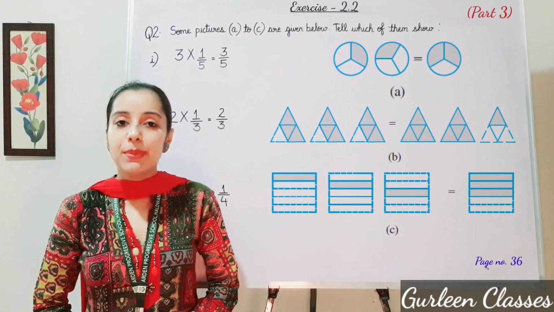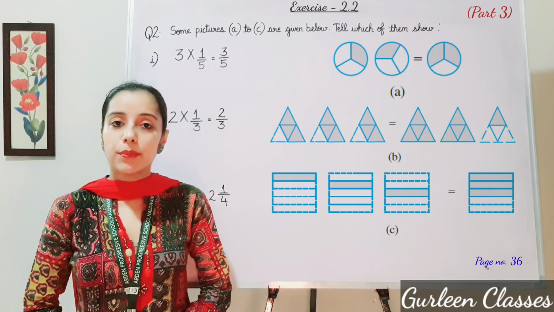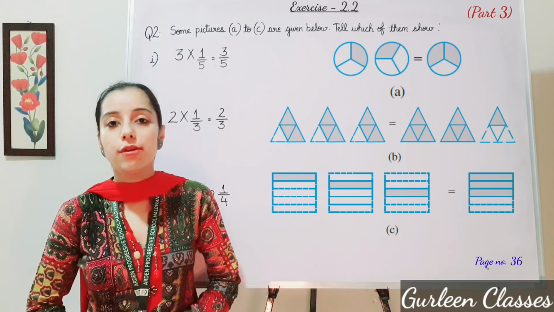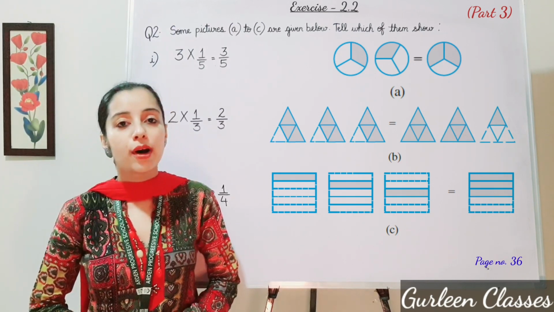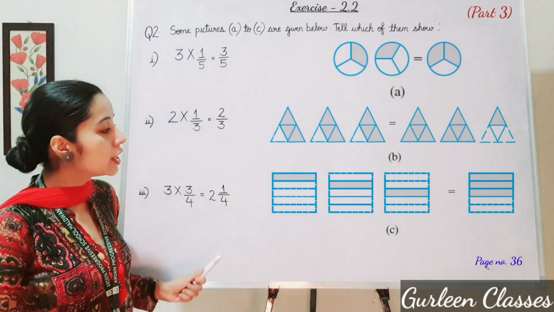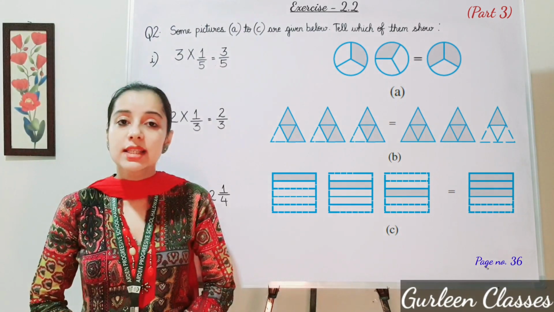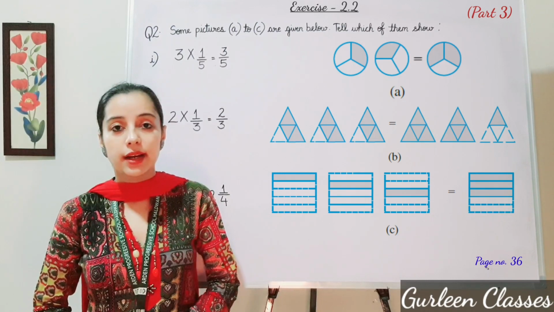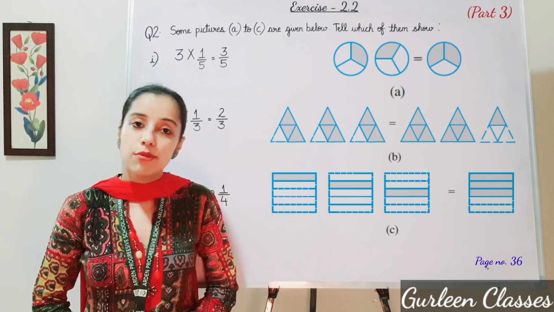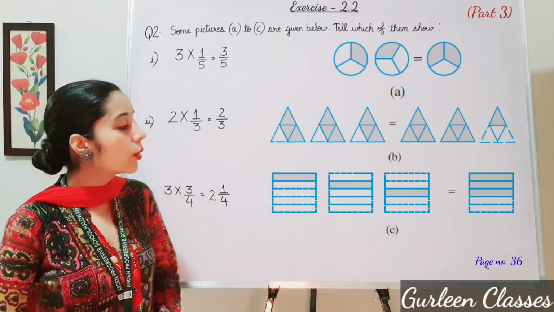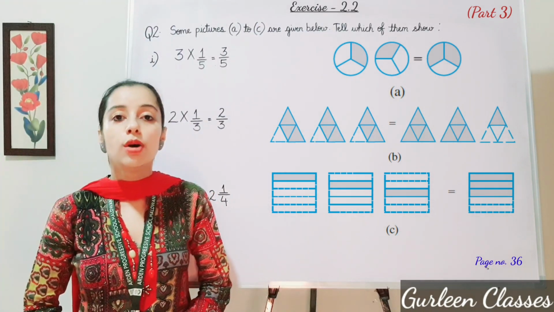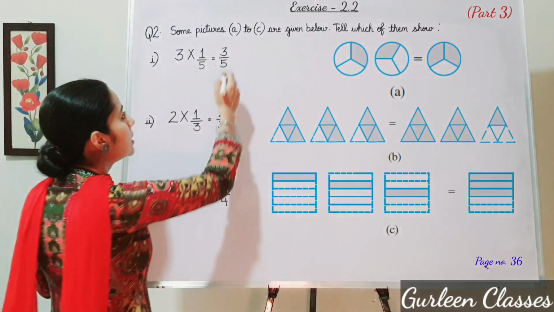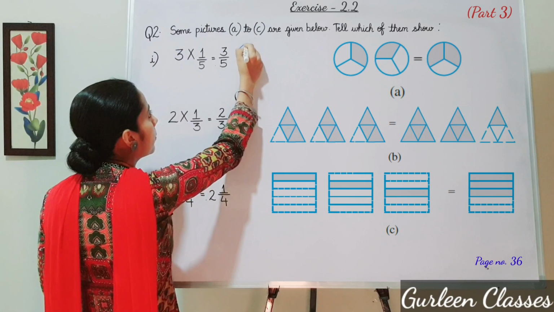Question number 2, some pictures A to C are given below. Tell which of them show first part 3 into 1 upon 5 is equal to 3 upon 5. If you see these pictures, C part, it has total 5 parts. Out of 5 parts, one part is shaded. Fraction is 1 upon 5. And how many drawings we have total? 3. So 3 into 1 upon 5, that is 3 upon 5. So first part answer is C part.